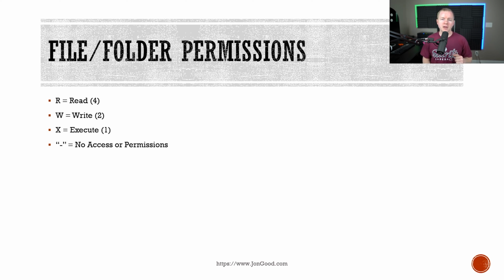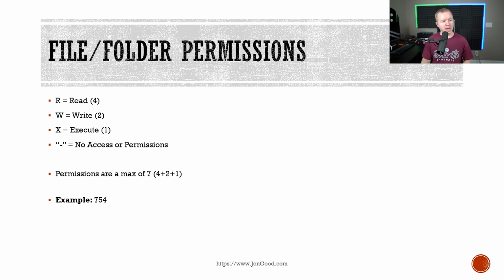Now, they also have a numeric representation. Read is 4, write is 2, and execute is 1. Permissions are added up when you provide multiple permissions. For instance, if I give somebody read and write, it is going to be 4 plus 2. You can have a maximum of 7 for the permissions, and that would be read, write, and execute.